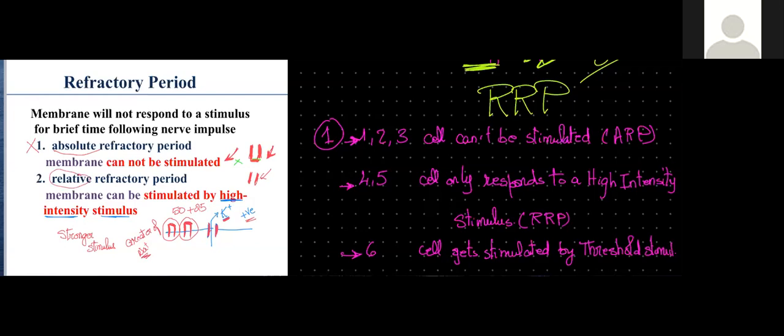Your response is relative. Relative to what again? To the strength of the stimulus. If you got threshold, you won't respond. If you got a higher intensity stimulus, you're going to be able to respond to the stimulus by creating an electrical impulse.